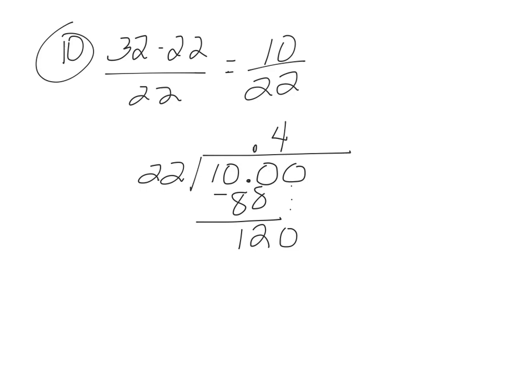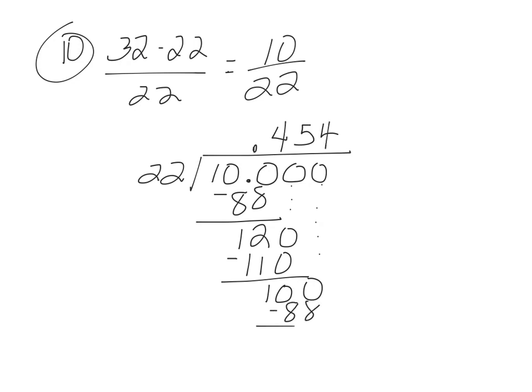So now I have 22 going into 120, and it goes in 5 times. 5 times 22 is 110. I'm going to subtract, I get 10. I'm going to add a 0, I'm going to bring it down. 22 goes into 100 4 times. 4 times 22 is 88. I'm going to subtract, I'm going to get 12, I'm going to add a 0, I'm going to bring it down. And 22 goes into 120 5 times.